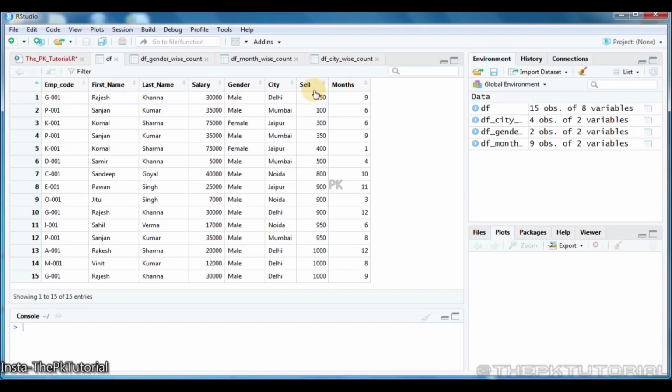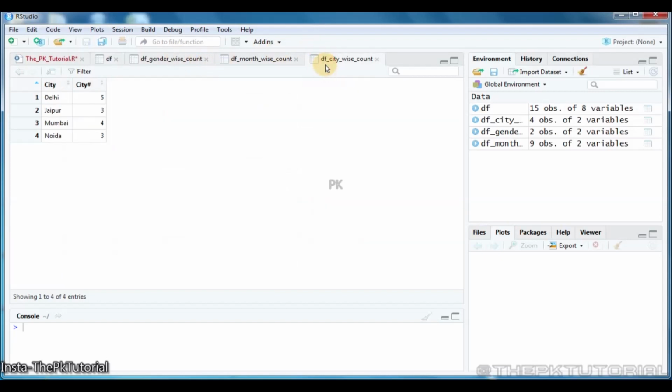Hi friends, in this video, my question is this: how can we get city-wise count, gender-wise count and month-wise count? This is our raw data. In this data, there are 15 rows and 7 columns. So how can we get city-wise count, gender-wise count and month-wise count?